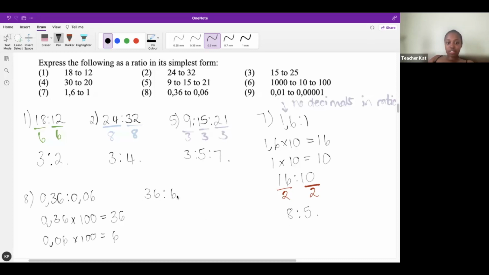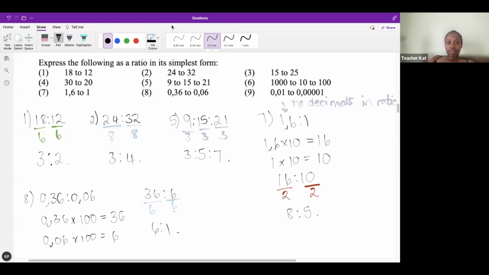What is my common factor between 36 and 6? It is 6. Okay? Divide by 6 on both sides. So then what is my final ratio over here? I've divided by 6 on both sides. Nice, 6 to 1.